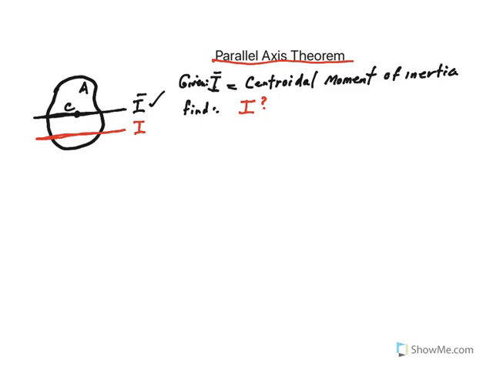You've seen this already in your statics course, but just to remind you about this theorem. Basically, if we know the distance d between these two parallel axes, remember the black and red are parallel to each other, that's why it's called the parallel axis theorem. If you want to find I with respect to the red axis, this I is equal to I bar, the moment of inertia with respect to the centroidal axis, plus the quantity of area times distance squared. So this is known as the parallel axis equation.